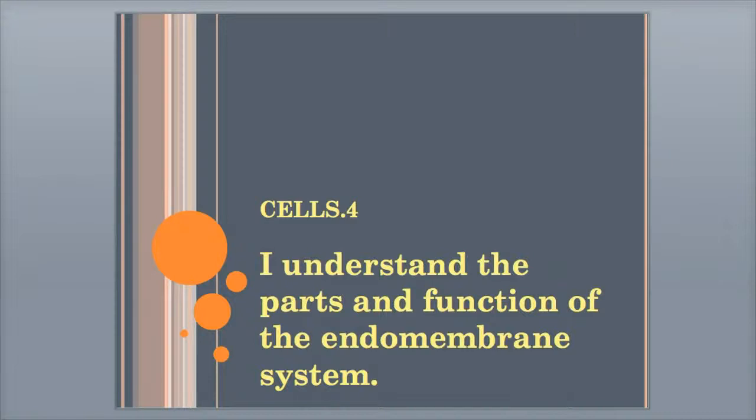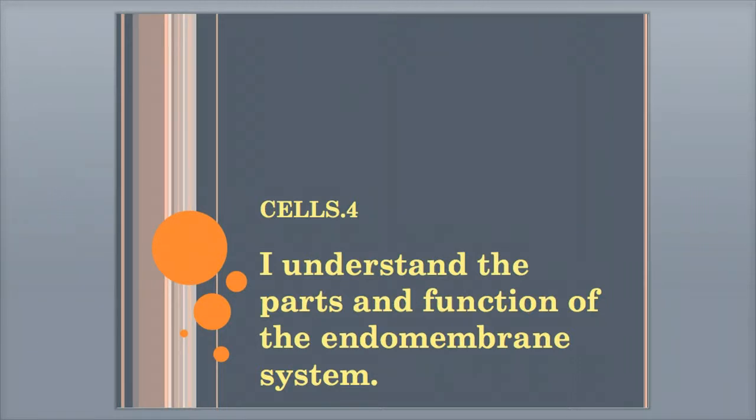Standard 4 for the cells unit is about the parts and the function of the endomembrane system. The last standard only had two parts, the nucleus and the ribosome. This one has a few more, but there's less stuff to understand. The nucleus and ribosomes are pretty much the most important parts of the cell, but there are only two. This one has lots, but they all have a very, very small function.